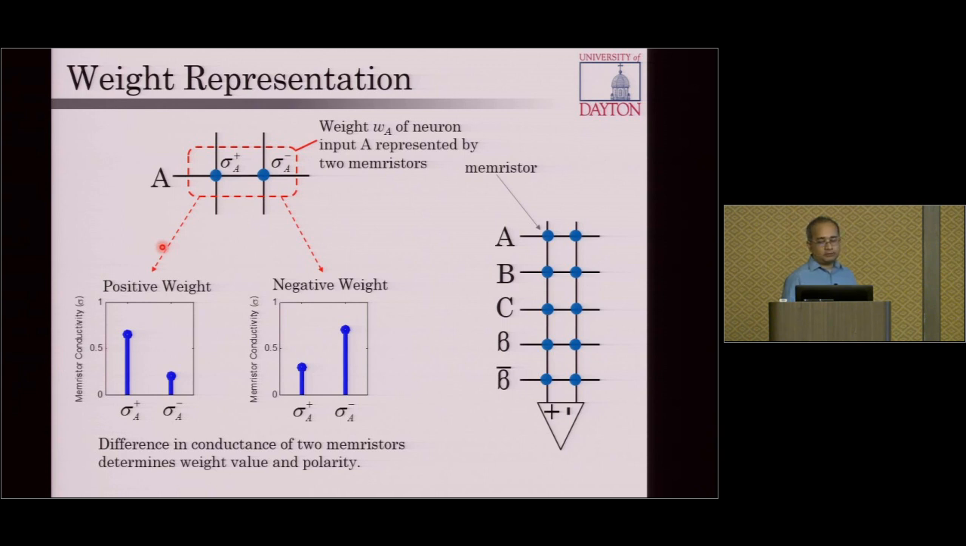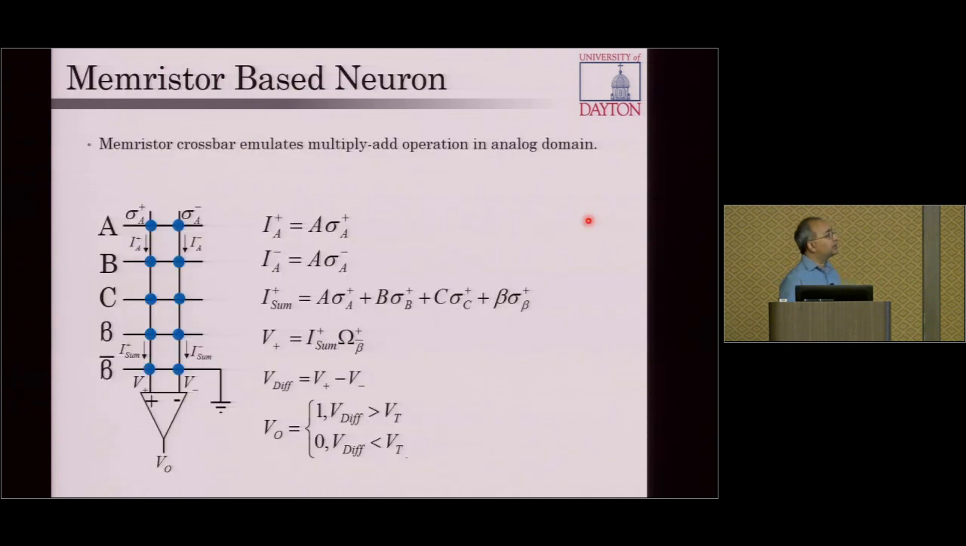On the other hand, if this conductance is higher, then it'll allow more current to go through, and then the overall pair acts as a negative weight, meaning this column of the neuron array is acting as an excitatory side, and this side is acting as an inhibitory side. So this is the way that the neuron circuit is working.